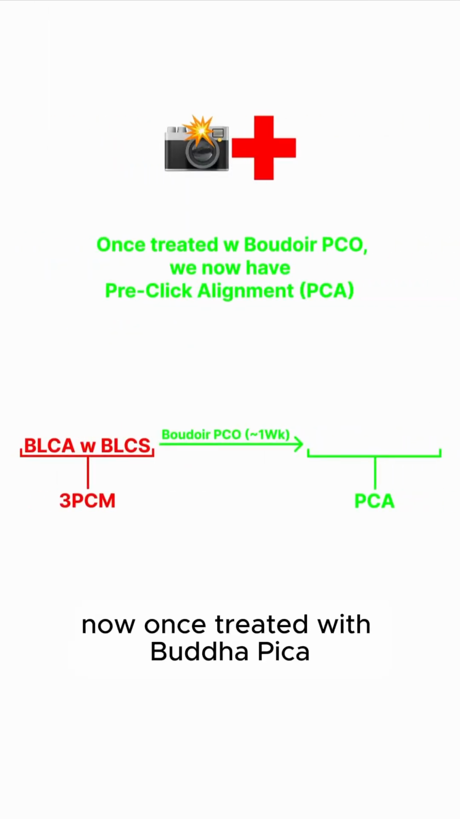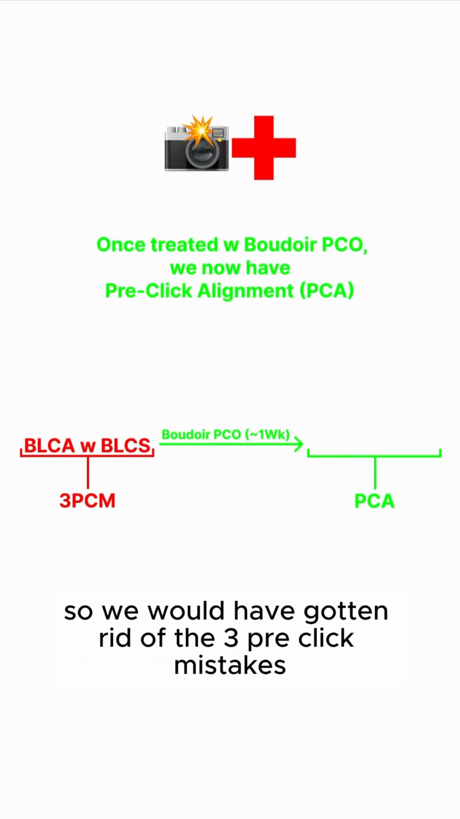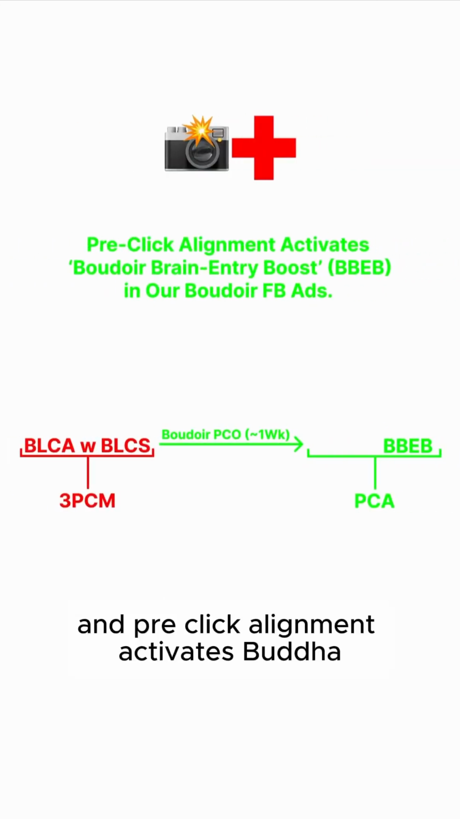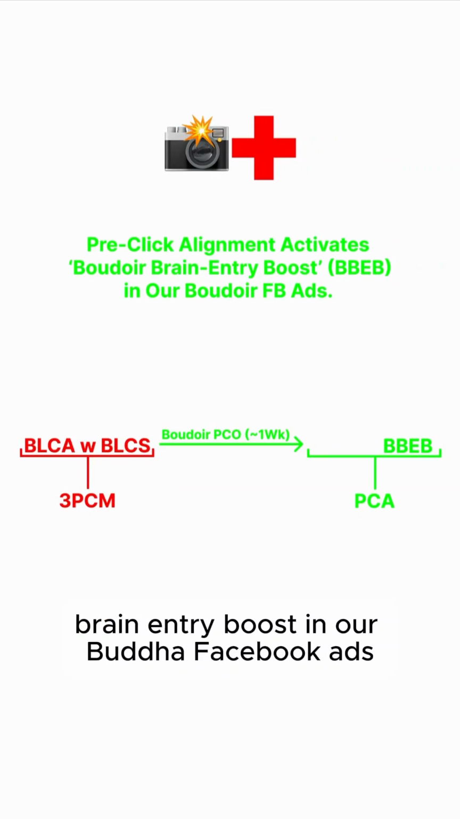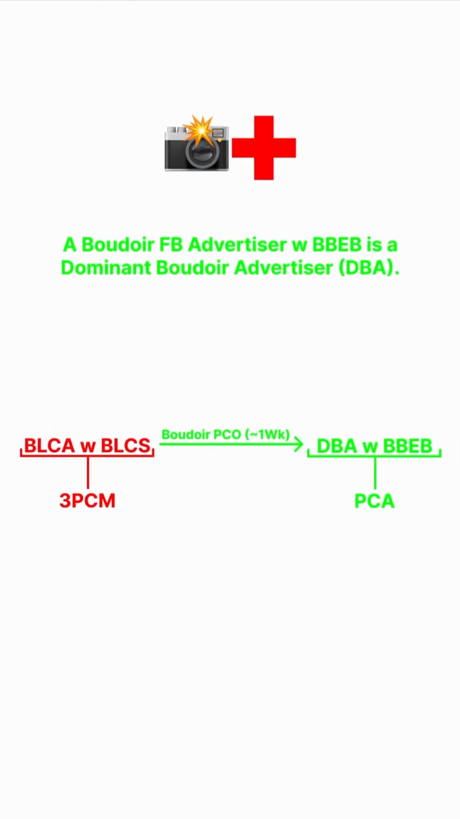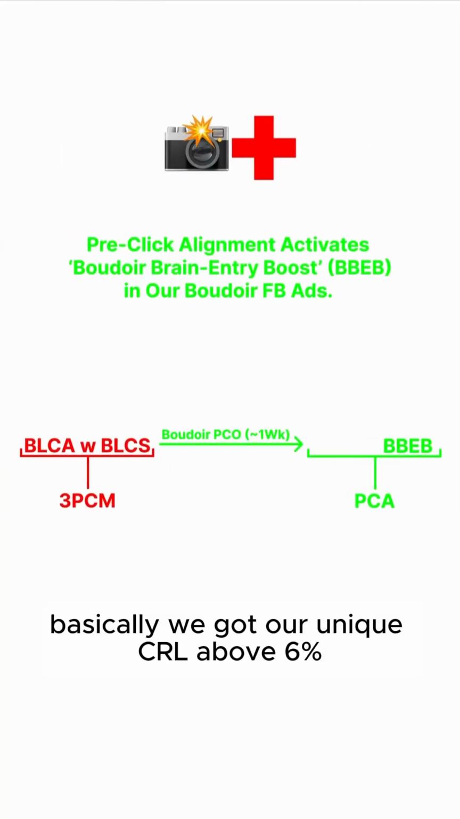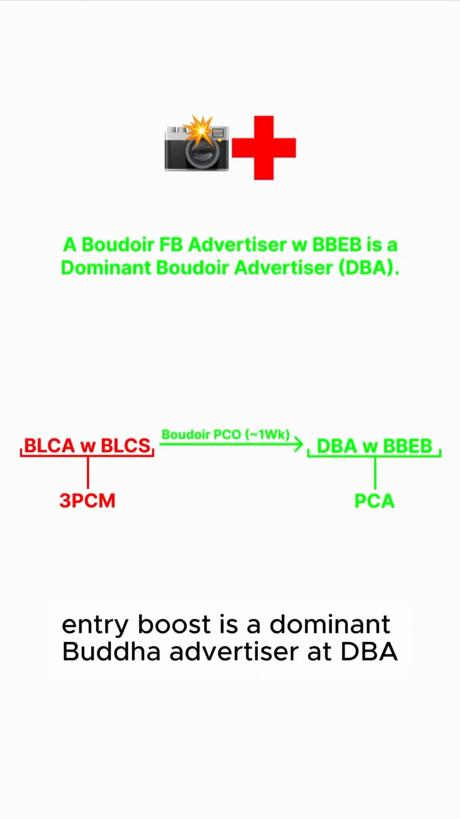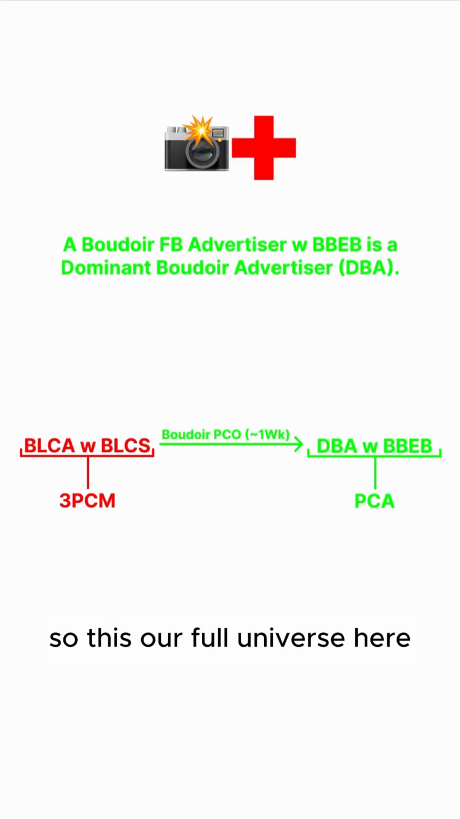Now, once treated with Boudoir Pico, we have pre-click alignment. So we would have gotten rid of the 3 pre-click mistakes, and we now have pre-click alignment. And pre-click alignment activates Boudoir brain entry boost in our Boudoir Facebook ads. Basically, we got our unique CTR above 6%. And a Boudoir Facebook advertiser with Boudoir brain entry boost is a dominant Boudoir advertiser, or DBA. So this is our full universe here.